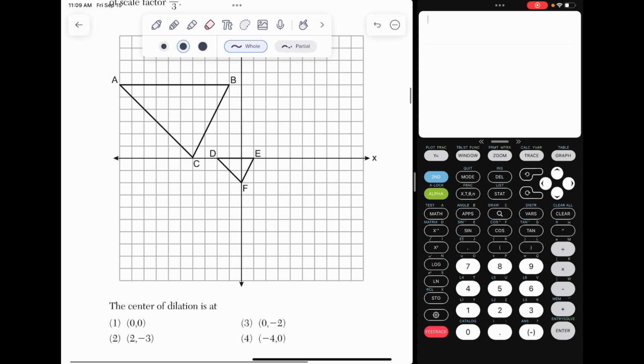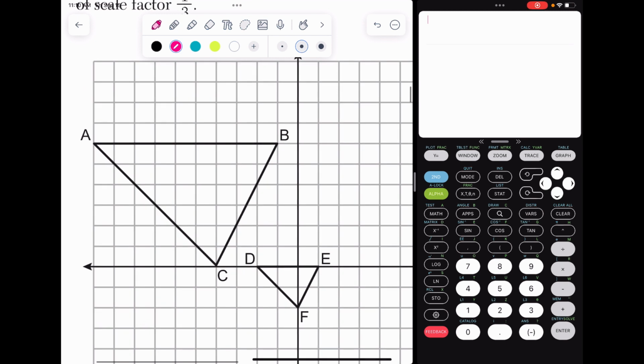For this, I would use our answer choices and go through them and see if we can find one that will verify that scale factor of 1/3. What that really means here is that the distance from the center to each point should now be cut by 1/3. So let's look at choice 1, (0, 0).